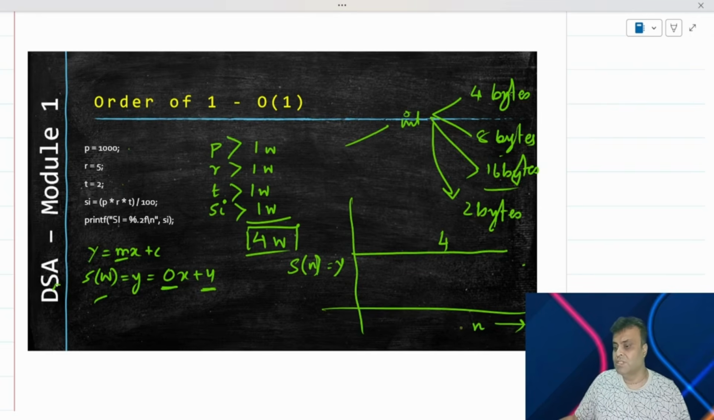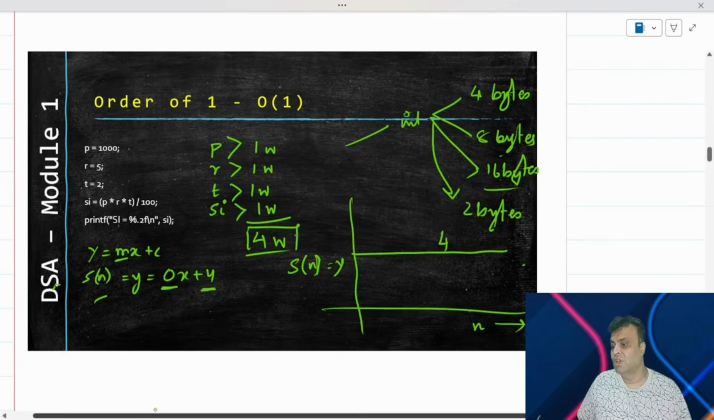So what am I establishing here? My S of N, which is basically trying to say that do I increase with the number of inputs? I'm saying no, I don't increase. I remain at 4 words every time for any kind of input you give to me. So this is what it means. We will always be at 4 words of space for any kind of input you give me.